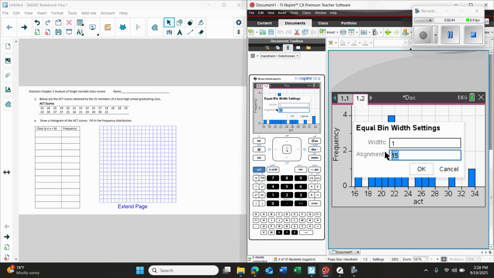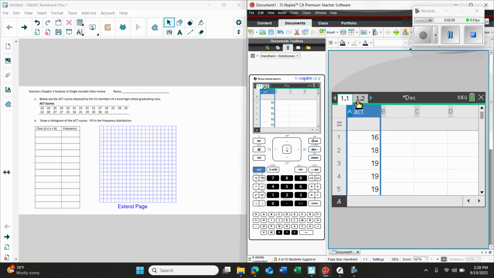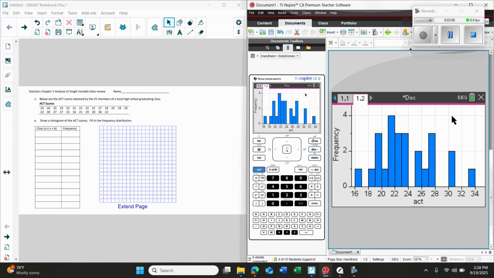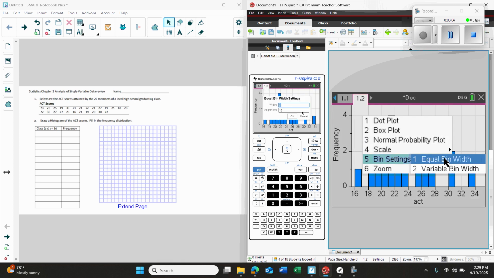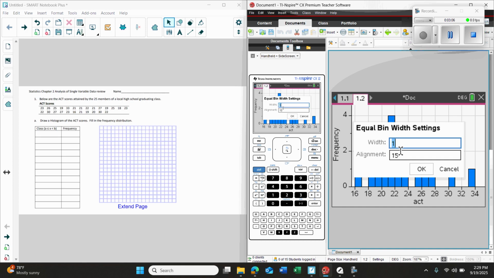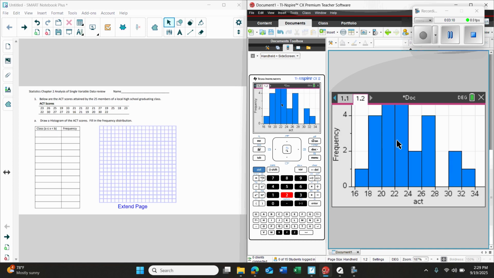Oh, I'm sorry. Hold up, I'll just double check the data here. Cancel that. Oh, I'm sorry, there's a 16. The alignment should be something like 16. Let's just start off with a bin width and see what that does. Yeah, that's a little better.